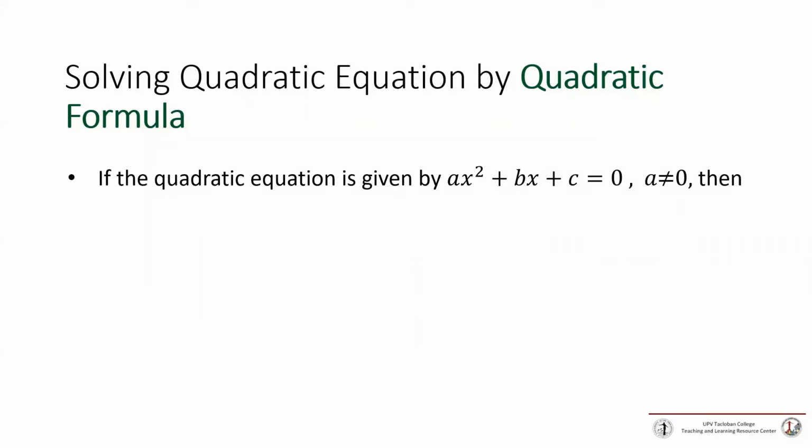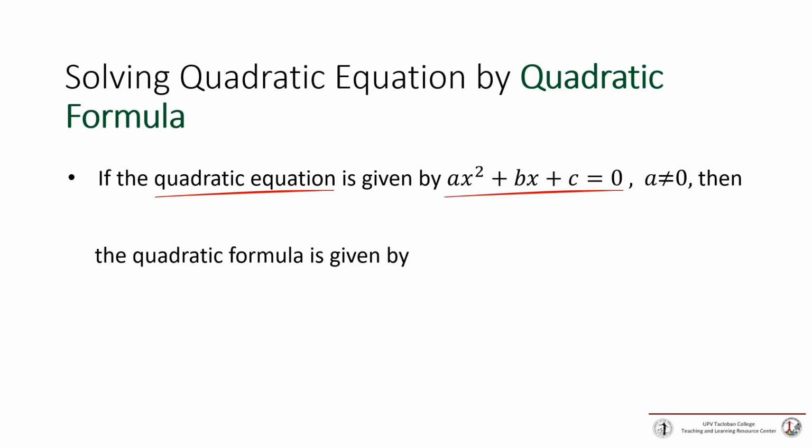If the quadratic equation is given by ax squared plus bx plus c is equal to 0, where a is not equal to 0, then the quadratic formula is given by this formula: x is equal to negative b plus or minus the square root of b squared minus 4ac over 2a. This is the formula that we are going to use in order to solve the quadratic equation.